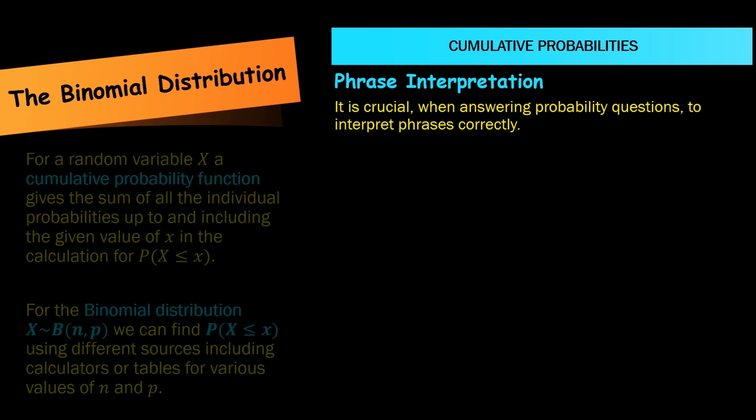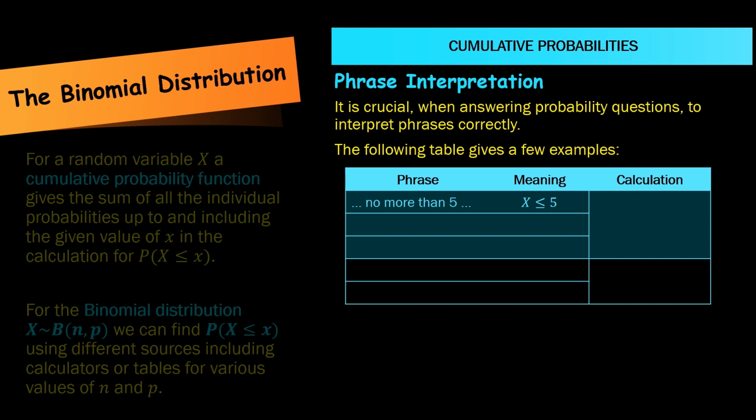It is crucial, as you can see from the previous example, when answering probability questions to interpret phrases correctly. Let's take a look at a few examples. So, if we say no more than 5, we're actually saying x less than or equal to 5. And the calculation we'll be doing is probability x less than or equal to 5.